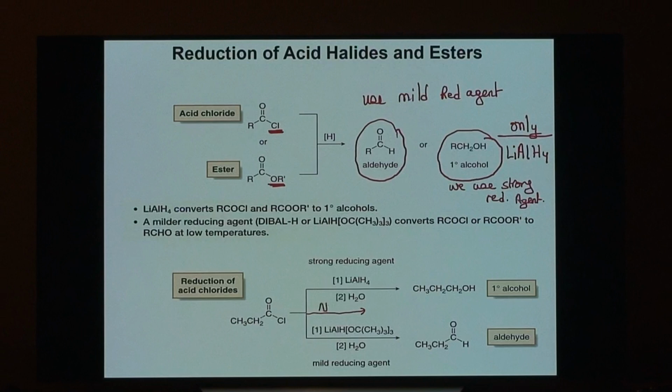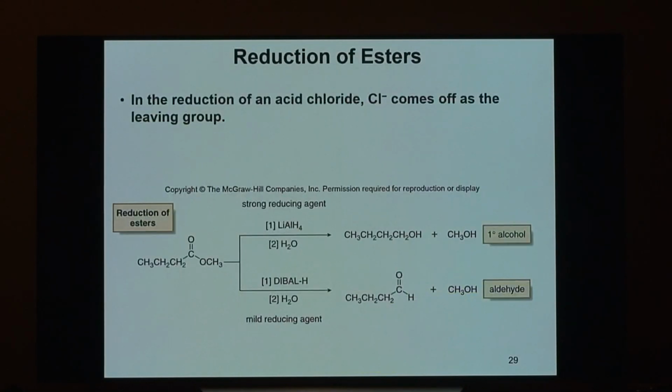So let me put this here, with NaBH4 in presence of methanol, you have no reaction. Whether you start with an acid chloride or an ester, with sodium borohydride, there is no reaction. So the question is, do you use a strong reducing agent or a mild reducing agent? If you use a strong reducing agent, your product is going to be a primary alcohol. You're going to reduce all the way. If you use a mild reducing agent, you're going to basically stop at the intermediate, which is the aldehyde.